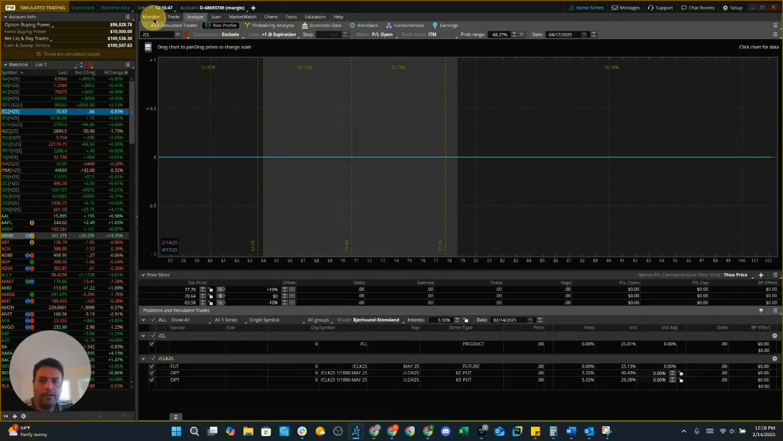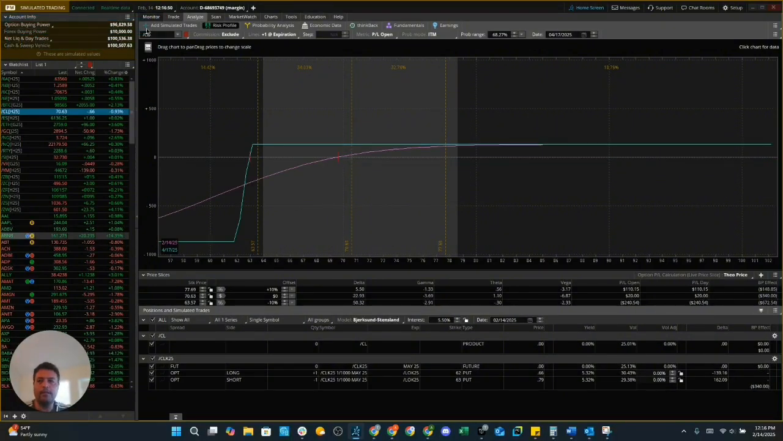And looks like it will fill pretty easily. There you go. It's filled. So I'm just going to leave it there. Let's see how this goes.